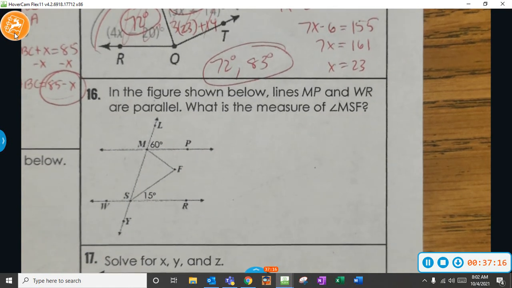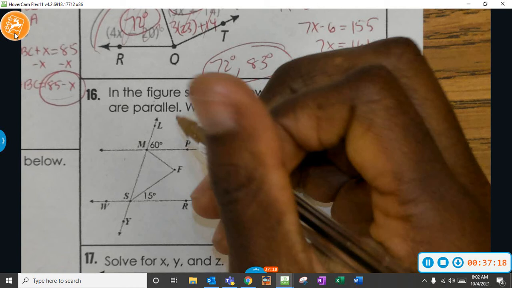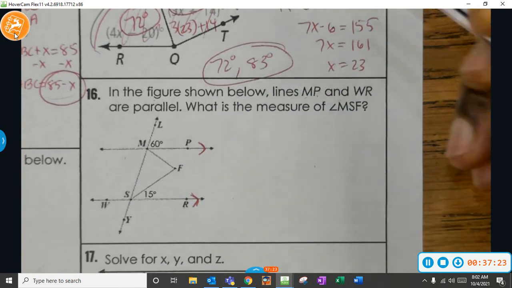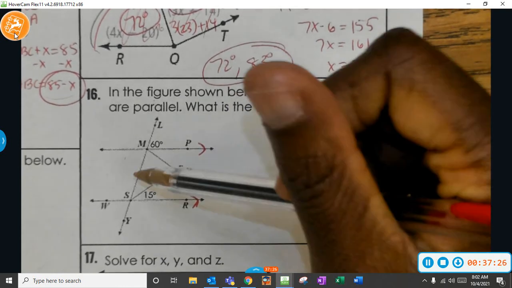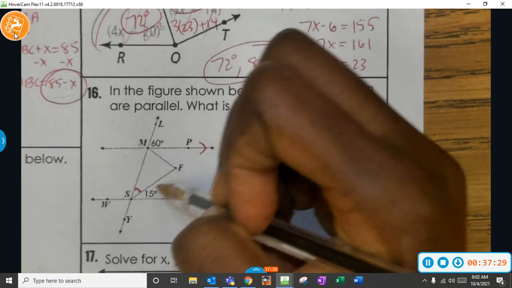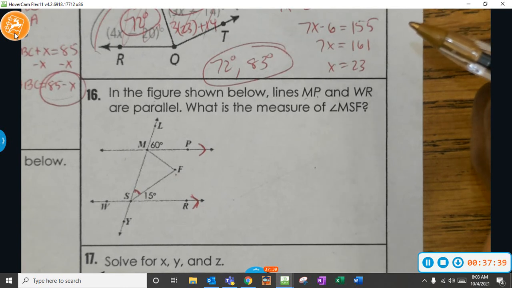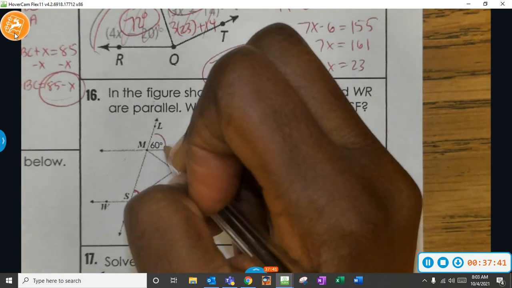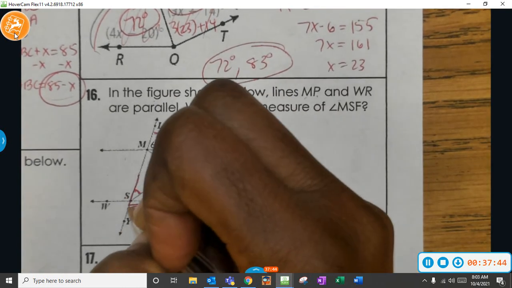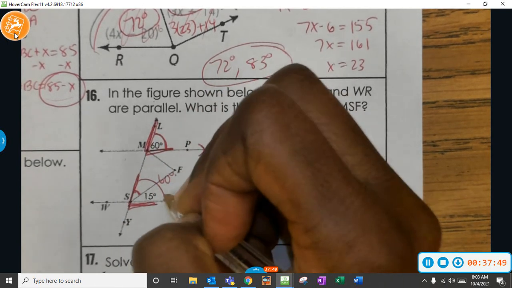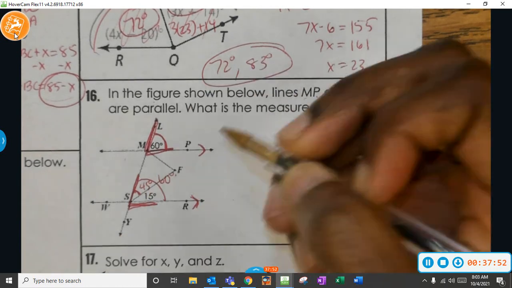In the figure below, the lines are parallel, P, MP. The two that look parallel are the parallel lines. So those two look like they wouldn't cross. What's the measure of MSF? So this little angle, MSF. Because this angle is 60, it corresponds to this whole angle right here. So these two correspond. So this whole thing has to be 60, and this little piece is 15, so that's going to make it 45.